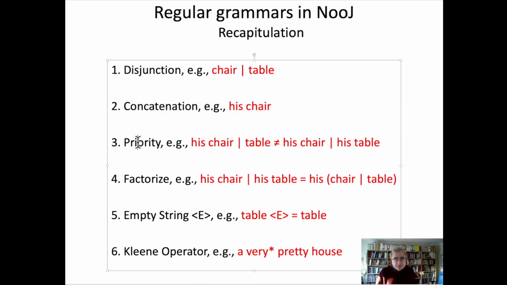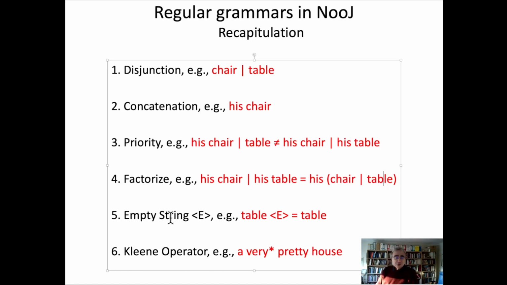You have a priority between concatenation and disjunction. The concatenation has priority over the disjunction. So if I write his chair, pipe, table, Nooj will first look for his chair. So you see the concatenation has priority. And after it will consider the pipe, the disjunction, and it will find just table. And this is different from his chair or his table. You can factorize. You can use left factorization, right factorization, or even combine them. For example, his chair or his table is the same as his followed by chair or table.